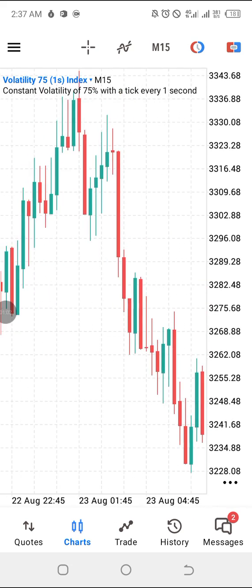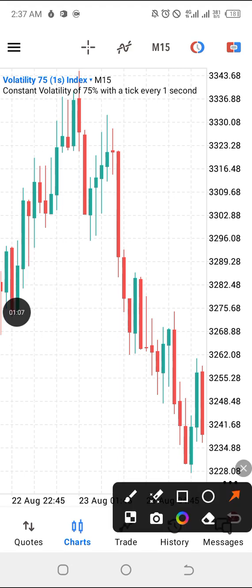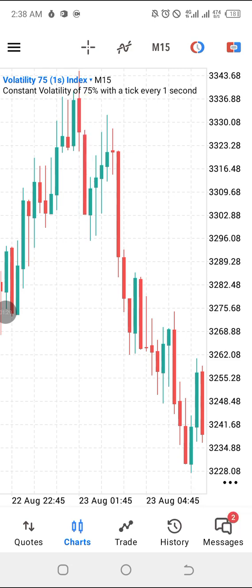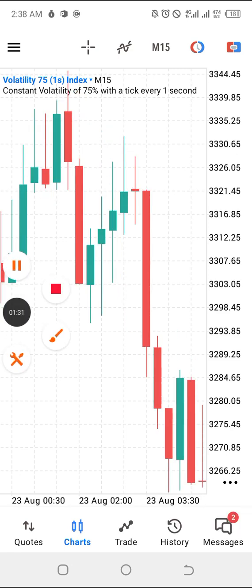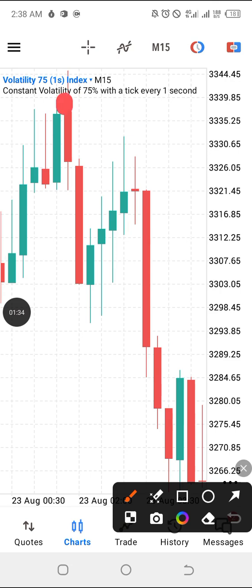So as you can see, candlesticks move down. This is actually a downtrend, right? And most times you would hear a statement like the trend is your friend, right? So just observe. Candles move down.